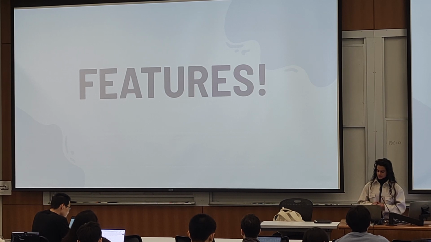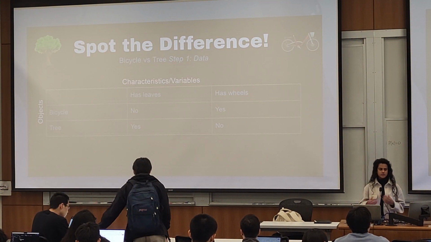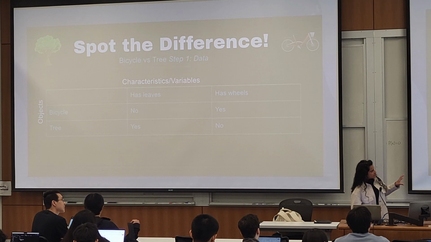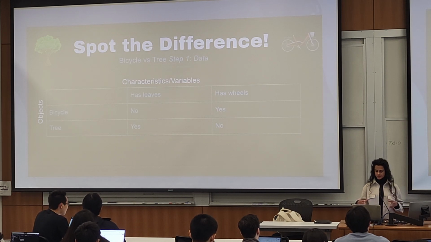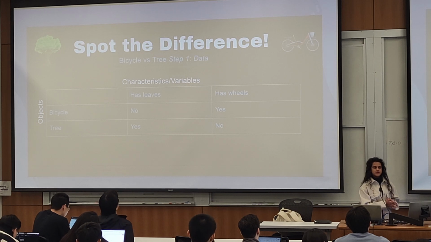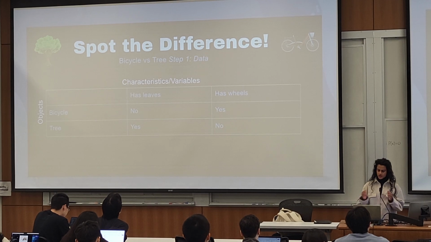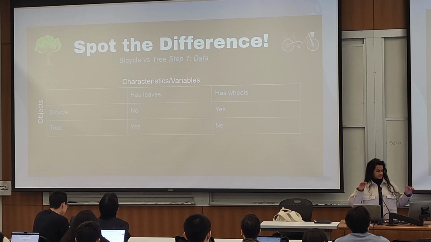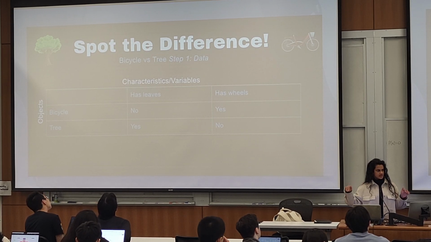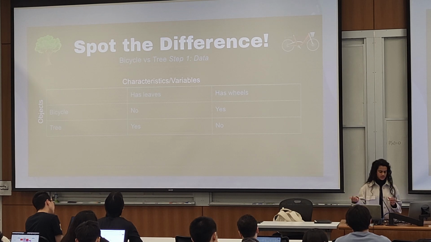So if we go back to our exercise of training the computer to tell the difference between two things, a tree and a bicycle, how could we tell the machine learning model to make this prediction? Here's a simple table that helps us lay out the data. Let's say we have two features: has leaves, and has wheels. We could model this data through a binary classification where the bike does not have leaves, and the bike does have wheels. Or we can model it through the tree, yes, having leaves, and not having wheels.